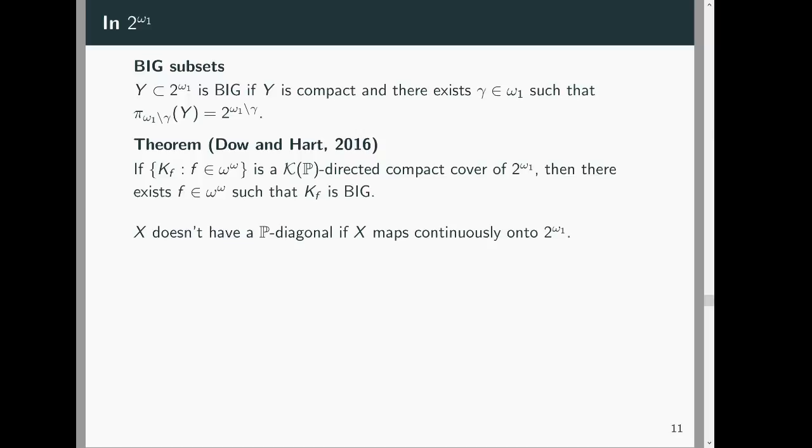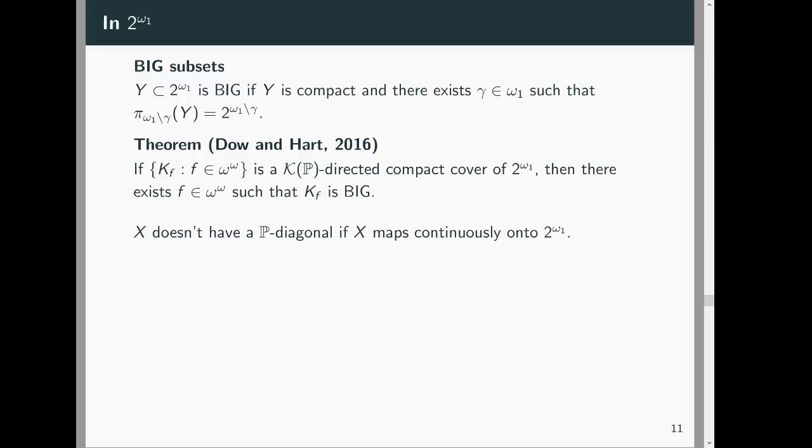Now if the tightness of X is uncountable, we can get a free sequence of length omega 1. Now from here we can get a compact subset which has a KP diagonal.